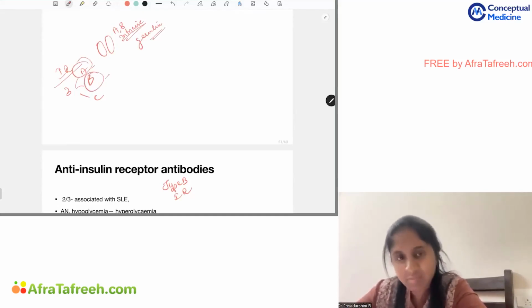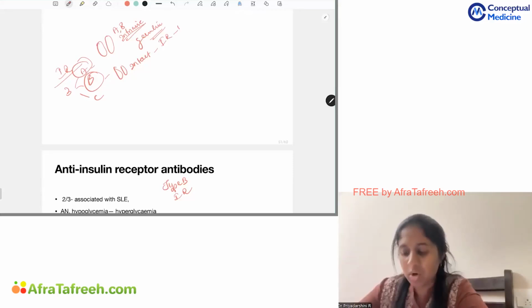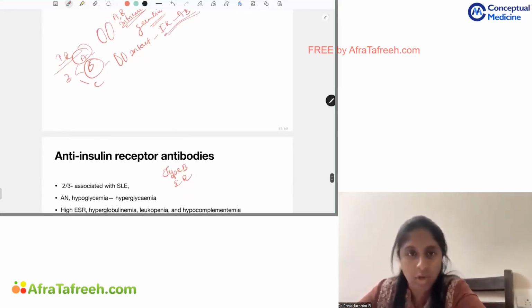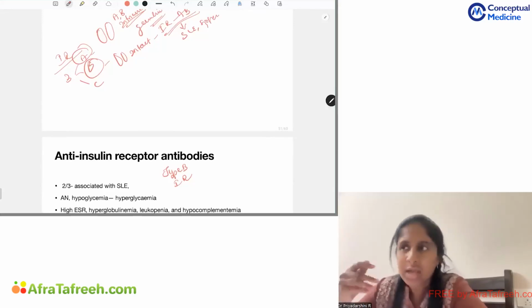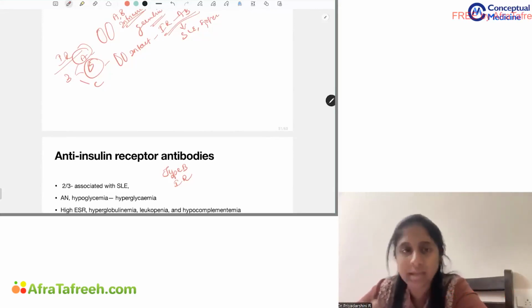To call something type B, their insulin receptor would be intact, but there would be something else blocking the receptor so that it is not able to act, and that is insulin receptor antibodies. So this is otherwise called anti-insulin receptor antibody syndrome or type B insulin resistance. Usually it's associated with SLE or Sjogren's syndrome. So there will be a lot of insulin production, but it may not be able to act at the level of the receptor because these antibodies are blocking the receptors.